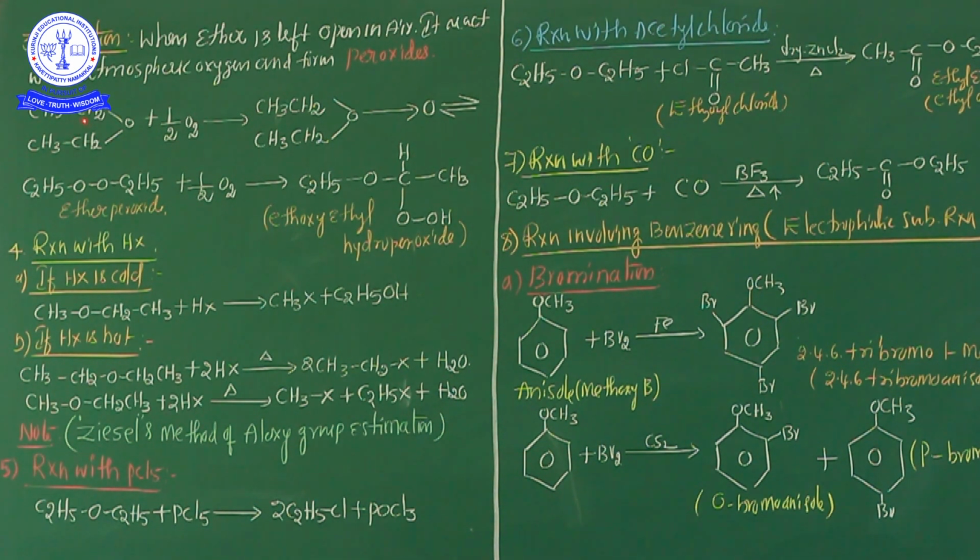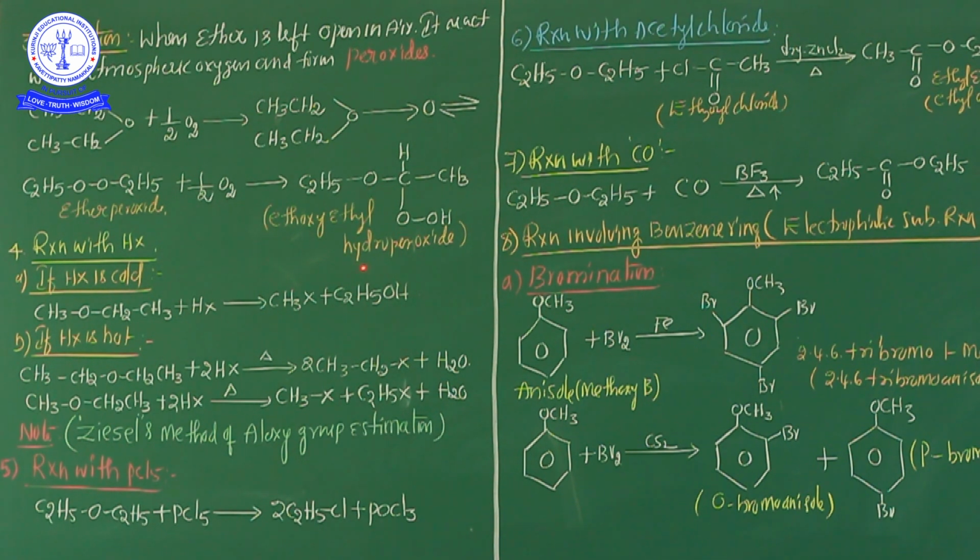See here in this equation, diethyl ether is treated with oxygen. Diethyl ether and oxygen connect together to give ether peroxide, C2H5OOC2H5. This ether peroxide is again treated with half a mole of oxygen, and ethoxyethyl hydroperoxide is formed.